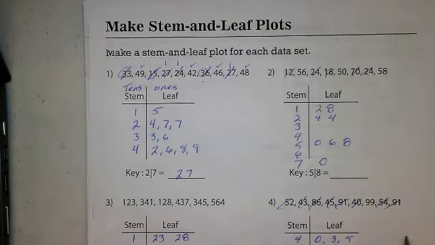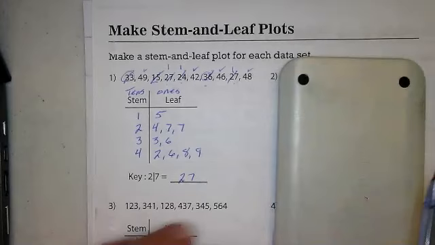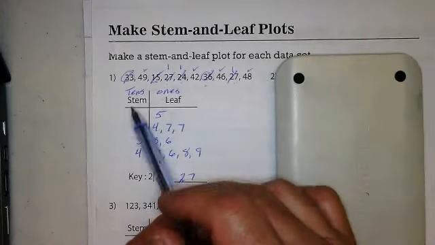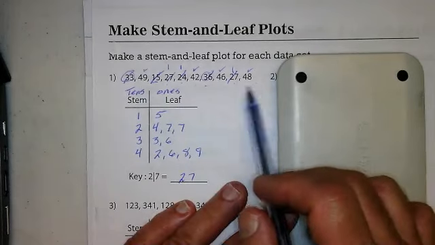Okay, to make stem and leaf plots, I've got all these answered. We'll try to go through them semi-slow so you won't get annoyed. Okay, so what I've done is the stem is tens and the leaf is ones for all double-digit numbers.